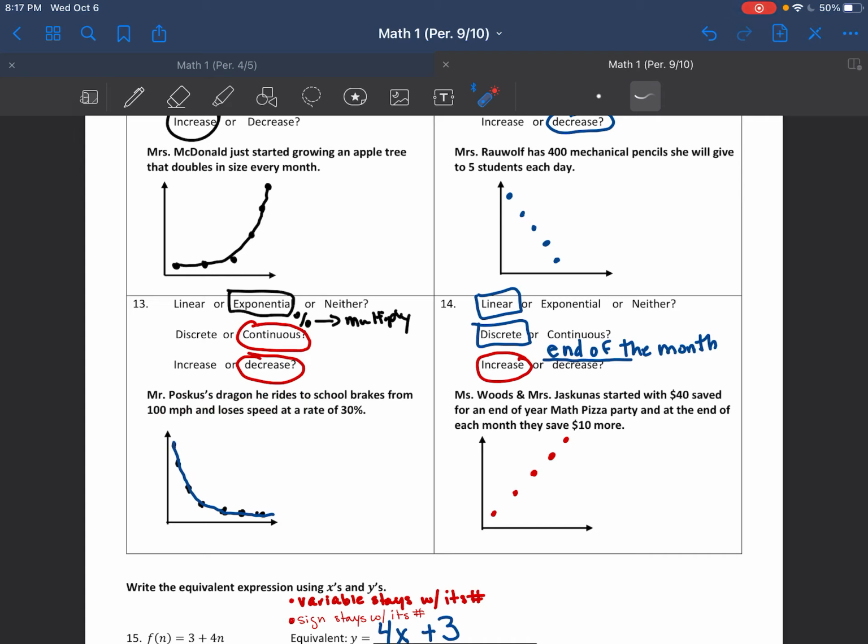14, Miss Woods and Miss Jessica started with $40 saved from the end of the year math pizza party, and at the end of each month they saved $10 more. Linear because you're adding $10 more to your hoard every month. Discrete because it says end of the month, not each month, but end of the month. Increasing because you're saving money. Here's what a potential graph would look like. It's going up, it's straight, and it's just dots.